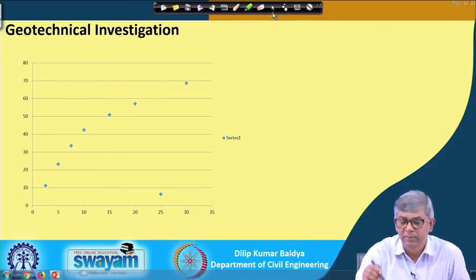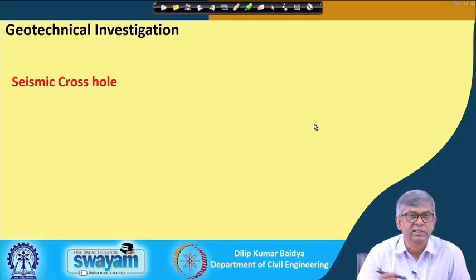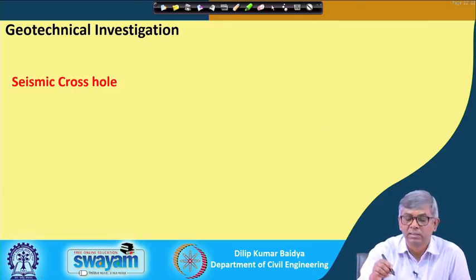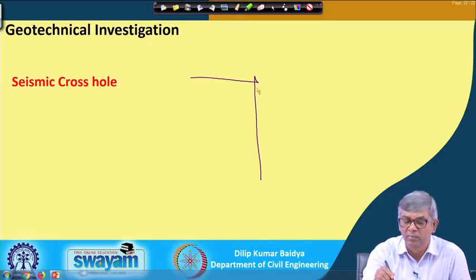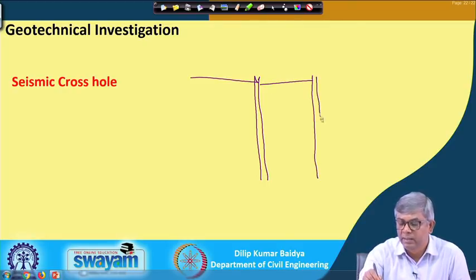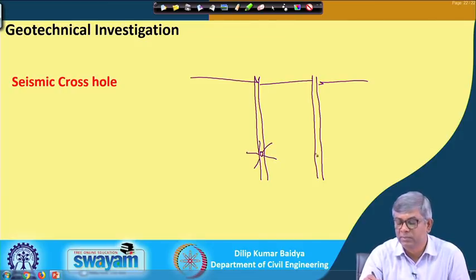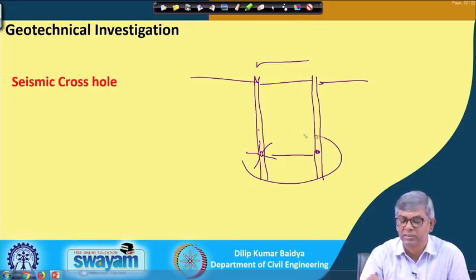Okay, so then the seismic cross hole is another method. I will just quickly show: this is the ground surface, and one borehole will be made, and another borehole will be made. There will be a source here, that means some disturbance will be made, and the receiver will be here. If I know the distance, by recording at different depths we can find out the velocity.